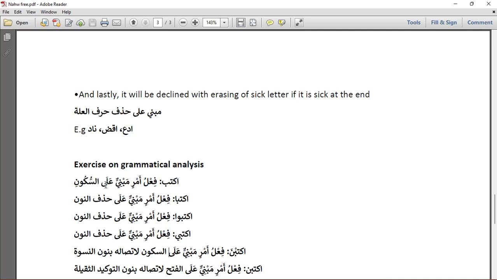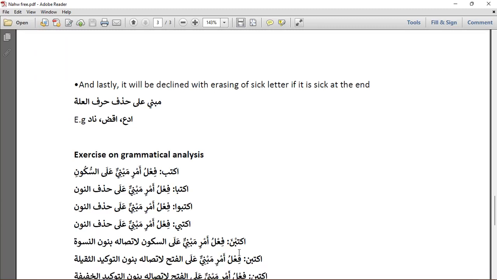But now with noonu niswa, we are not removing anything, so we still say mabniyu ala sukun, because we can see sukun on the bar. Because we can see sukun on the bar, we say mabniyu ala sukun. We now say the reason, because we have something else after the bar, litisalihi. It is only in this one.